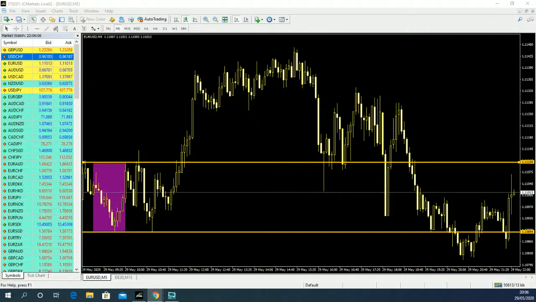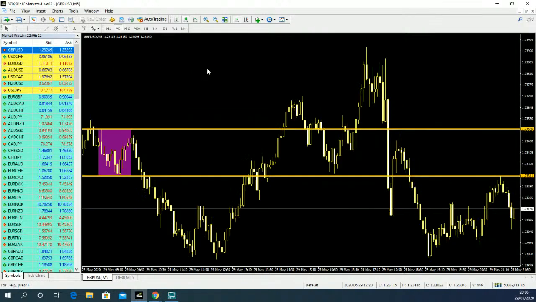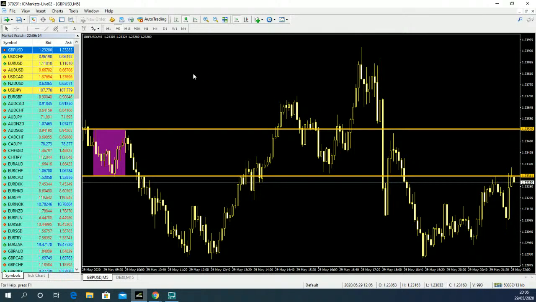So let's start from, where do we start from? Euro dollar, or let's go to the top. Let's start from GBP USD today. All right, so we're starting with GBP USD.